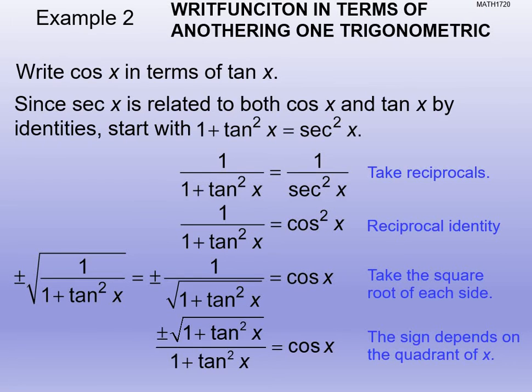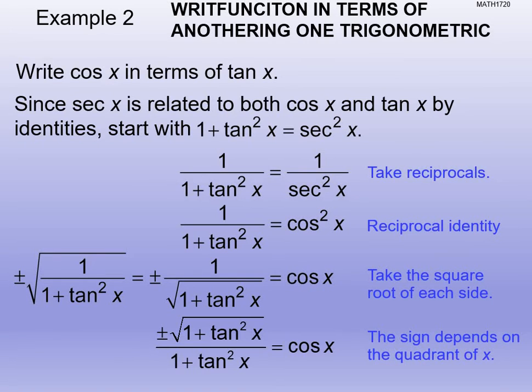So when we do that, we have to multiply the numerator and the denominator by the square root of 1 plus tangent squared x. All right. So when we do that, on top we're left with plus or minus the square root of 1 plus tangent squared x divided by 1 plus tangent squared of x. Okay. Now the sign depends on the quadrant that we end up in.